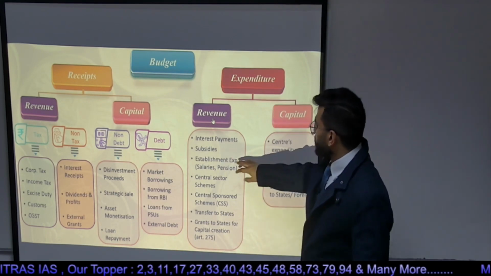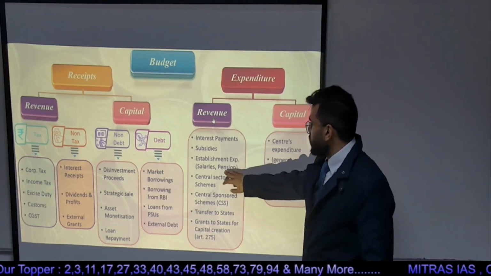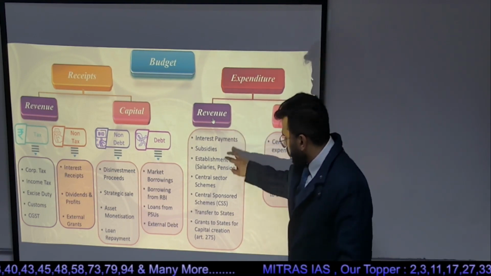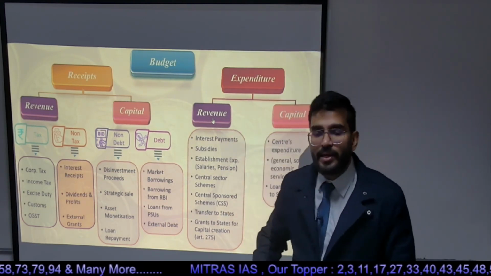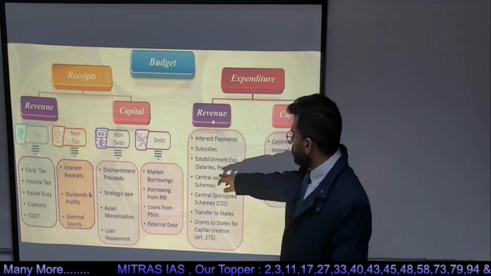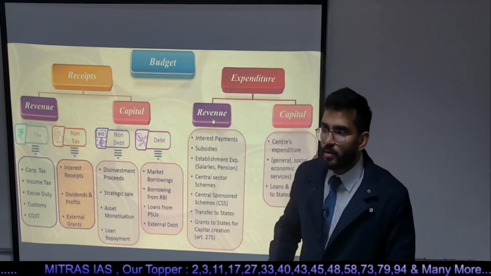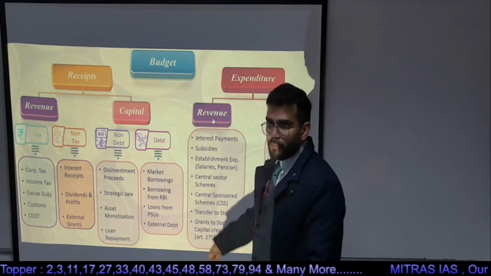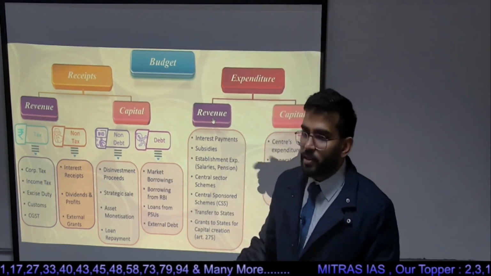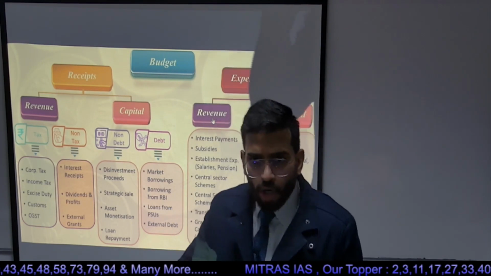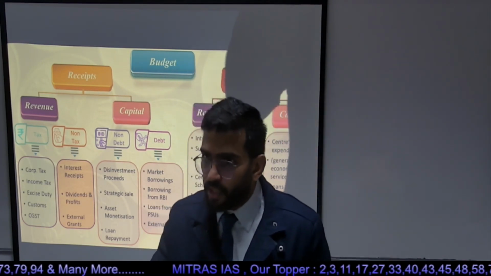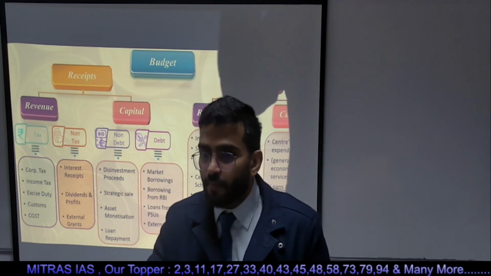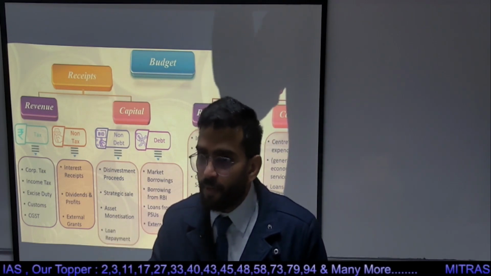Then you have establishment expenditure, salaries and pension. I'd like to term some of them committed expenditures. Can you reduce salaries and pension? They have been committed. Can you reduce interest payment? That is also committed. So a lot of the expenditure which the government is going to do, I'll show you in the last part, is already committed.